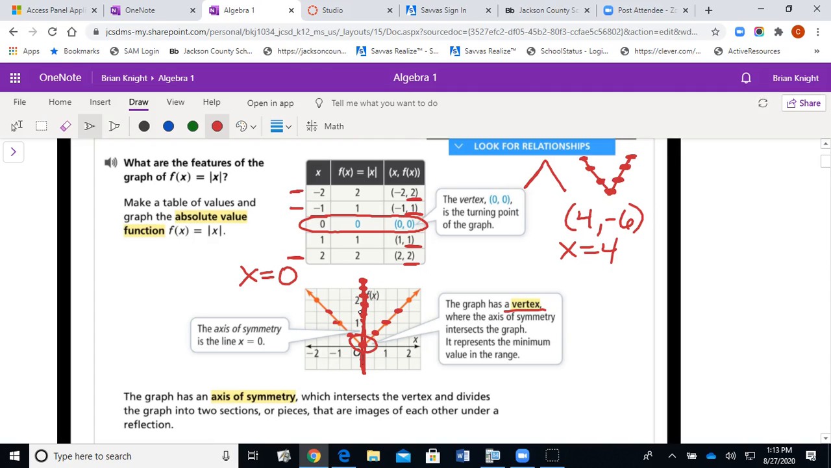In our particular one, every point x has to be what? 0. So if it ever asks you what's the axis, you have to say x equals whatever the axis is. Does everybody understand that? Because it is a line that you're talking about. Everybody good? Okay. Moving on.